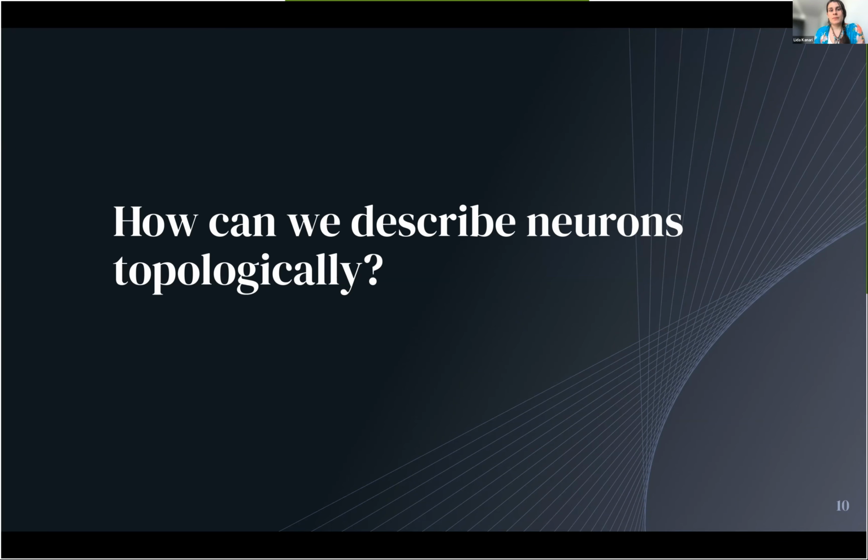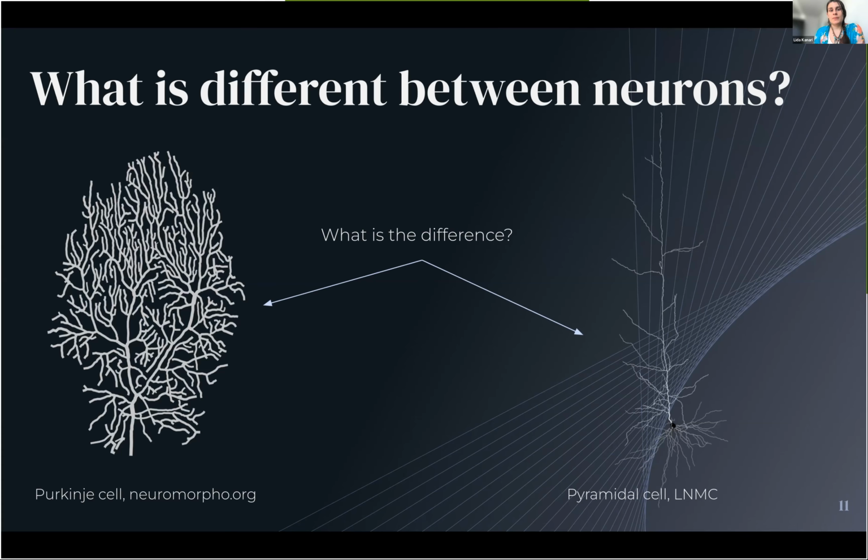How can we describe neurons topologically? Here is an example of two very different neurons, a Purkinje cell and a pyramidal cell. They're both from a mouse brain, but as you can see, they look very different. When you look at them, you can say immediately that this one is more dense and flat, and the other one has more sparse branches. So the differences are apparent.